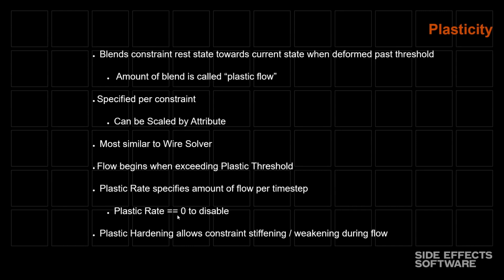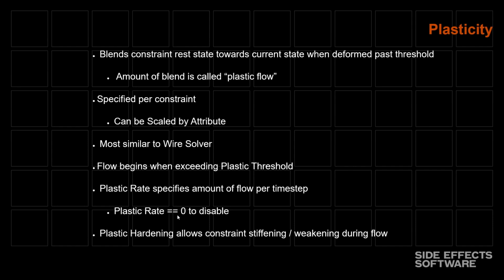Our next topic is plasticity in the Vellum Solver. What we mean by plasticity is the solver can blend constraint rest state towards the current state when deformed past a threshold. So if you've got something like a straight piece of hair that has bend constraints on it, all of their rest state will be an angle of 0. But if you have plasticity enabled on those constraints, if it gets bent past a certain threshold, either by, say, a collision object or wind or any kind of forces, then once it's past that threshold, the solver will start to blend that rest state of 0 towards whatever the current state is.